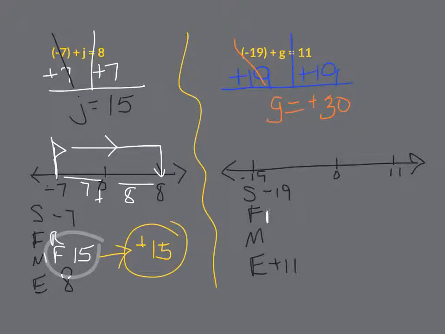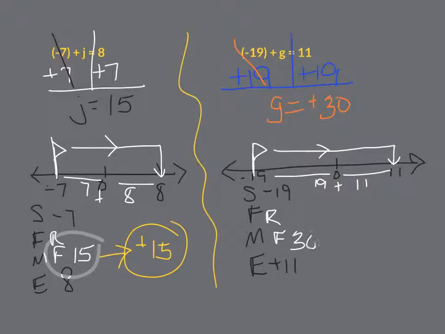Okay, so now I'm facing to the right because I'm adding from my start position. So my start position is here, facing to the right. I move towards my end, which is at 11. I'm moving in that direction, which is forward. From negative 19 to 0, that's 19 spaces. From 0 to 11, that's 11 spaces. 19 plus 11 is still 30, just like it was above. And there is my answer. And my answer is forward, which is positive 30. Good stuff. Hopefully you got lots of examples here.